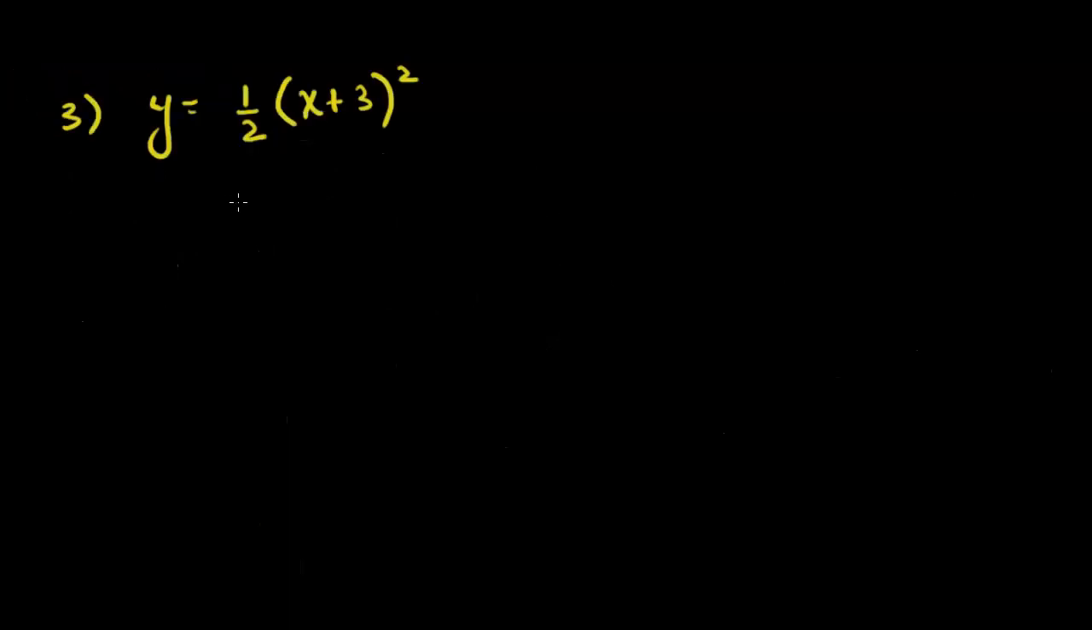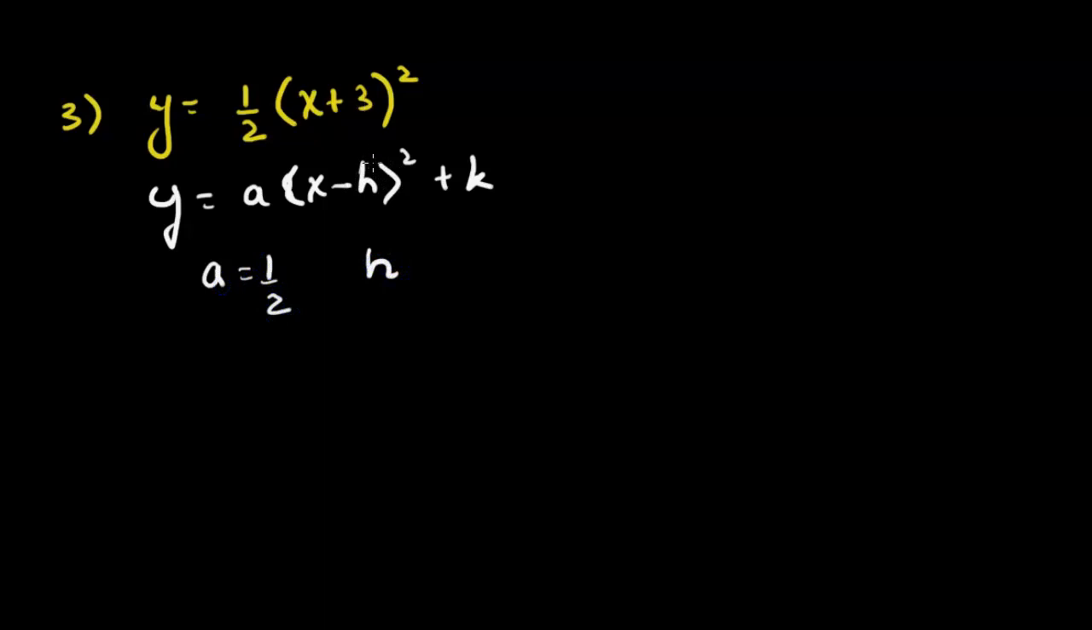Let's say the next example we have is y is equal to 1 over 2, in the bracket we have x plus 3, whole square. The general form we have is y is equal to a(x minus h) squared plus k. We can clearly see that a is 1 over 2. h is negative 3. Why is that so? Because the sign in the general equation is supposed to be negative, whereas the sign in the question is positive. So h is always taken with an opposite sign. If you're given plus 3, that means h is negative 3. k is again not given to us, so k is 0.